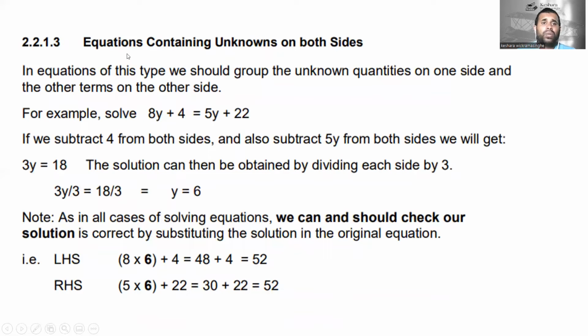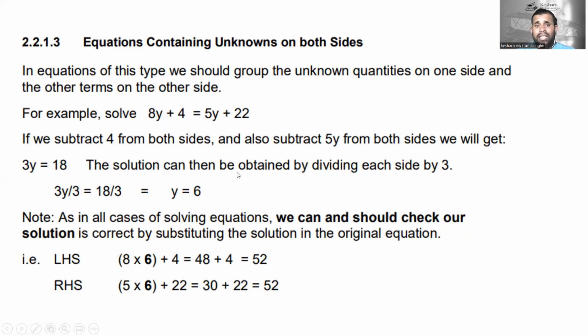All right. So now let's go to the equations containing unknown on both sides. In equations of this type, we should group the unknown quantities on one side and the other terms on the other side. So for example, solve 8y plus 4 equals 5y plus 22. If we subtract 4 from both sides and also subtract 5y from both sides, we will get 3y equals 18. It means we have to subtract 4 from both sides and we have to subtract 5y from both sides. So then we can get 3y equals 18.